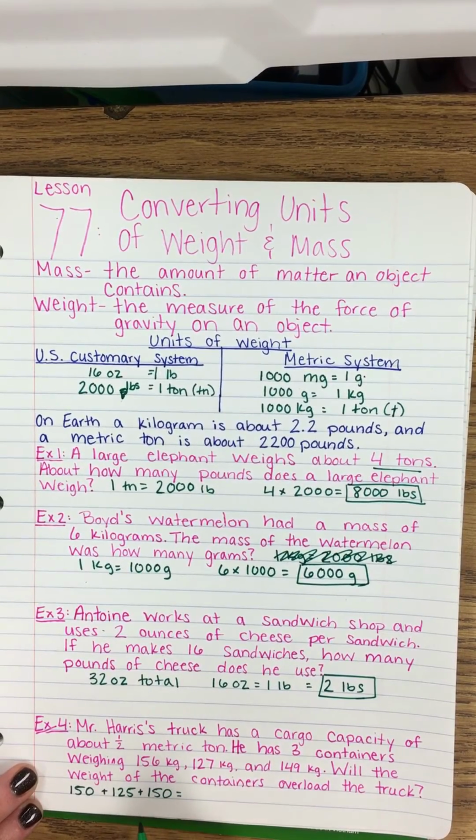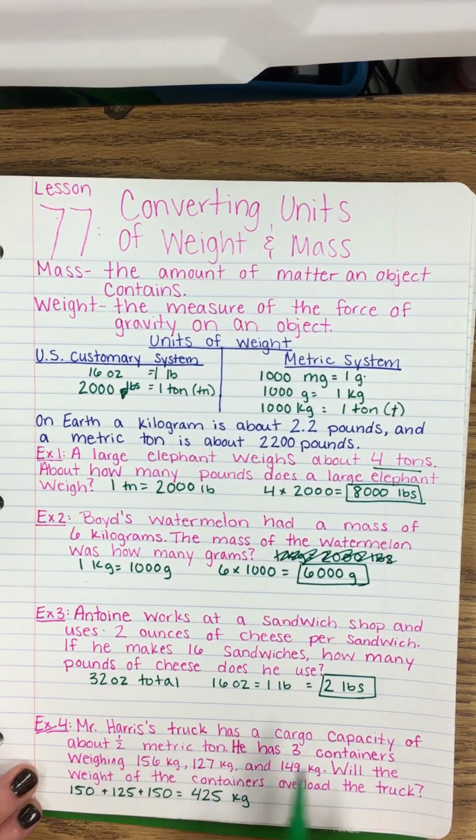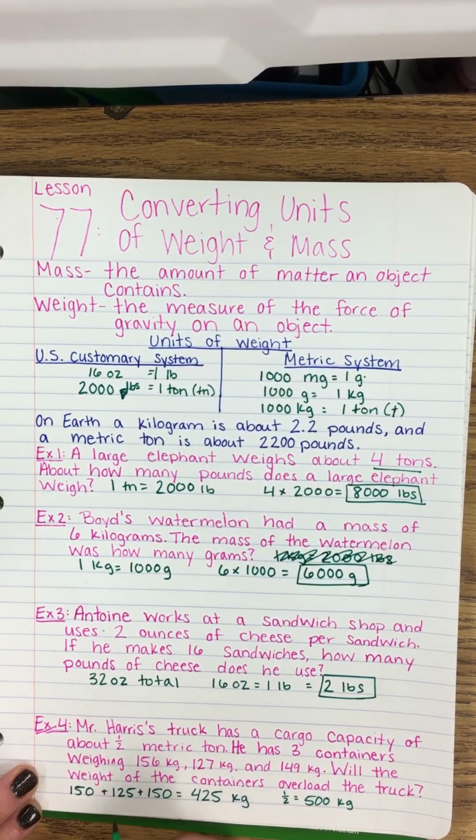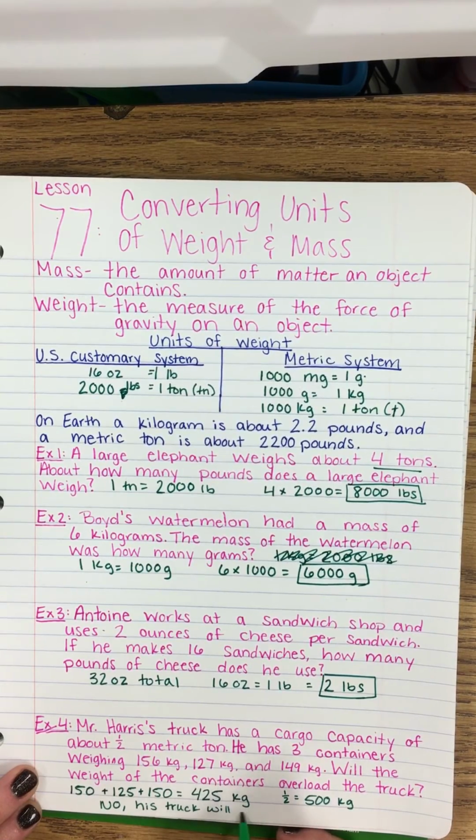So the weight of the containers is 150 and 150, which is 300, and then 425 kilograms. And the question is, will the weight of the containers overload the truck? His truck has a cargo capacity of 1/2 of a metric ton, and 1 metric ton is 1,000. So 1/2 of a metric ton is 500 kilograms. So the answer is no, his truck will not be overloaded.